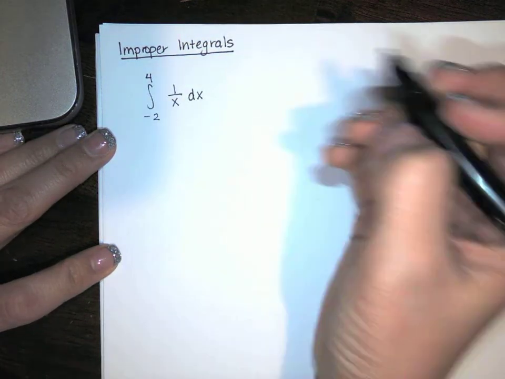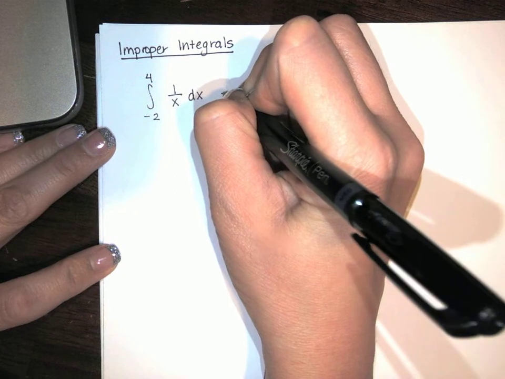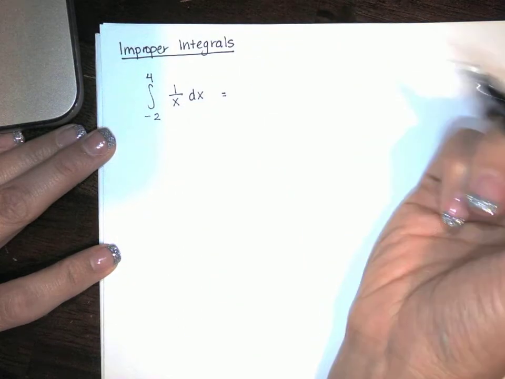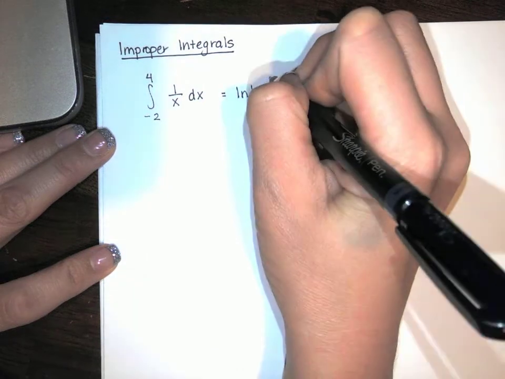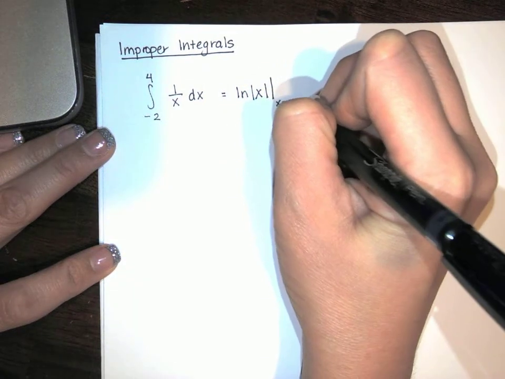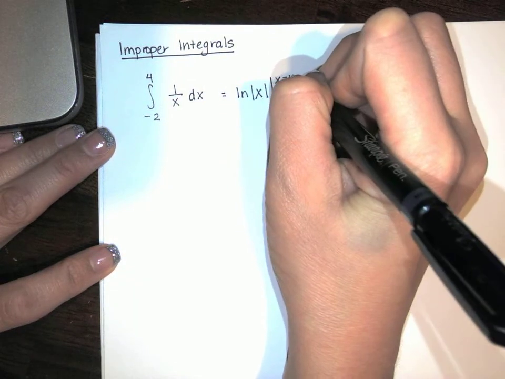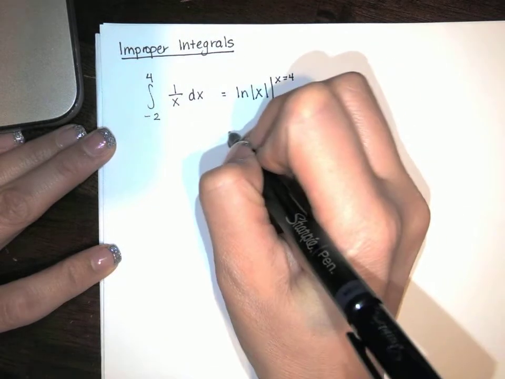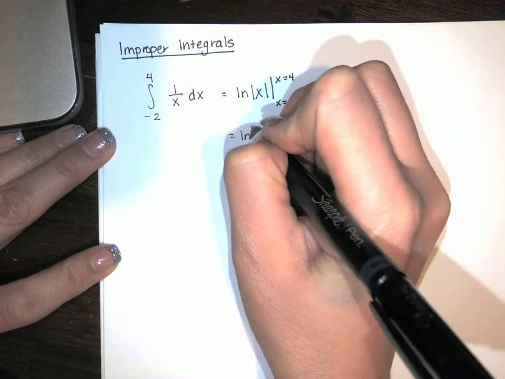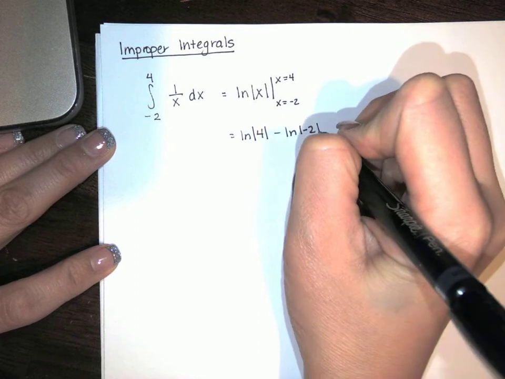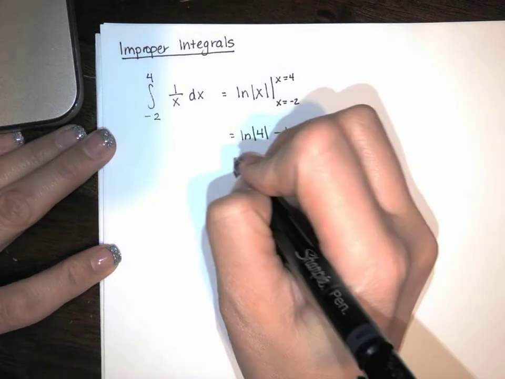Well, first I apply the fundamental theorem of calculus. The antiderivative of 1 over x is the natural log of the absolute value of x. And we'll evaluate that from x equals -2 to x equals 4. So we plug in the upper limit and substitute in the lower limit. Of course, you're taking the absolute values of those numbers, and then you subtract.